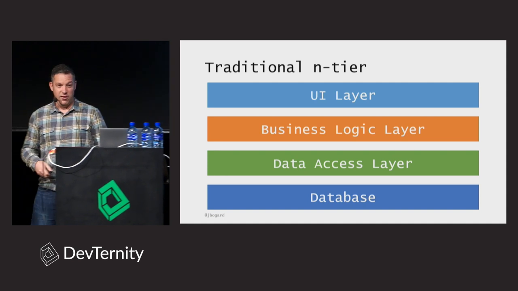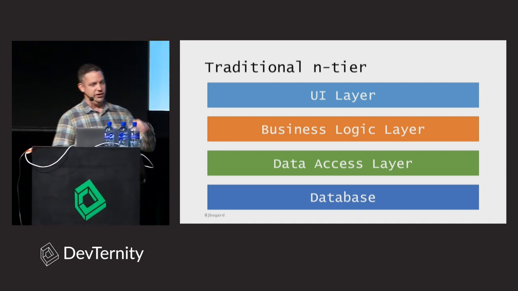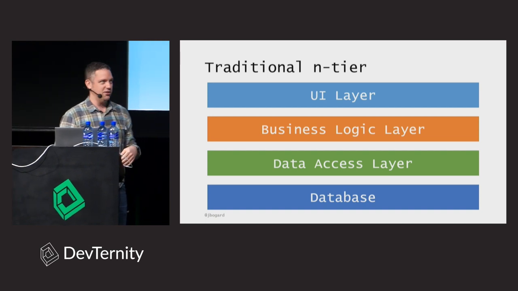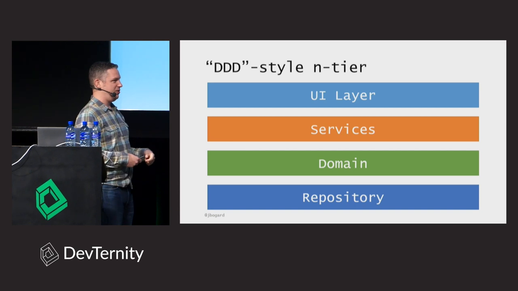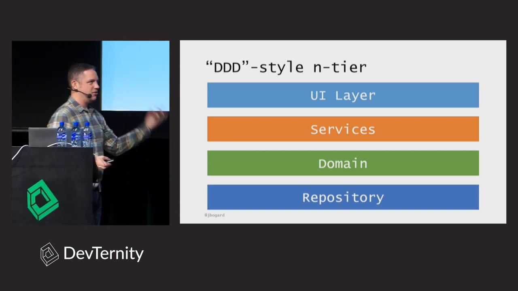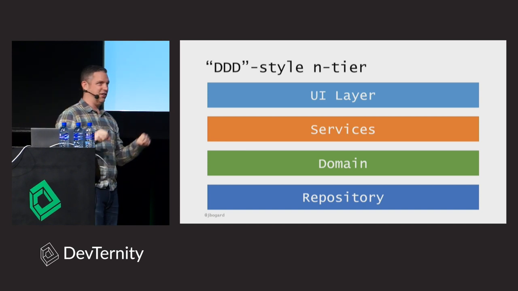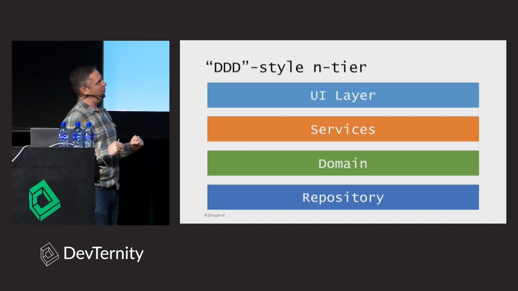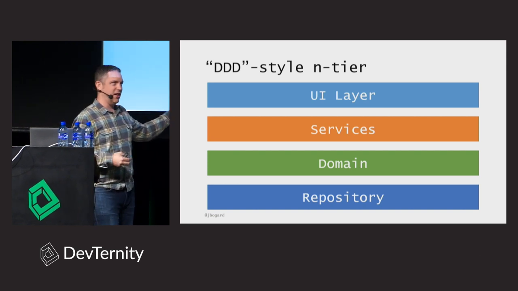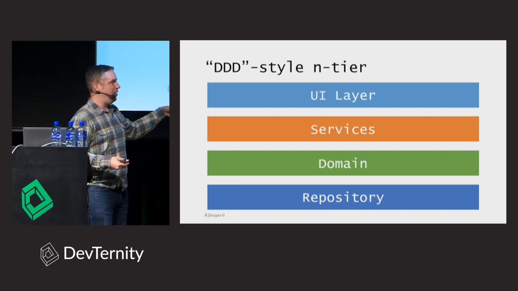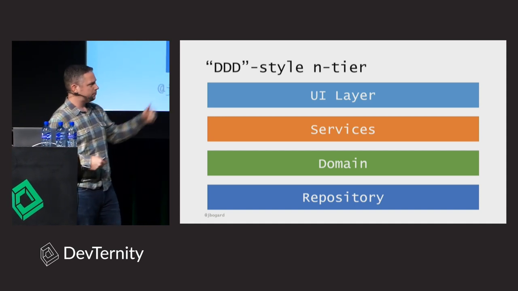Now, for those of you that are following domain-driven design, this was bad, right? So we had our own flavor of N-tier style architectures. And so we changed the names of some of these things, but it was basically the same, where I've got a user interface. Instead of having a business logic layer, we call these services instead, which is much more descriptive, right? We have repositories instead of a data access layer. And then what we're supposed to have is a lot of behavior pushed out into our domain.